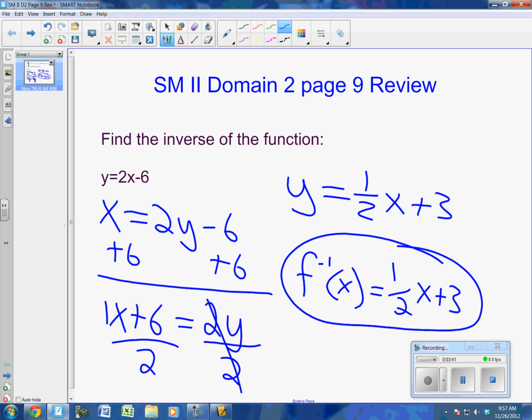Okay. Yes, Natalie? Yeah, you can write it like that too. You can write it as f inverse of x equals x over 2 plus 3. That's the same thing as 1/2 x. Okay? So that's the same thing as 1/2 x. How many of you had that right? Excellent.